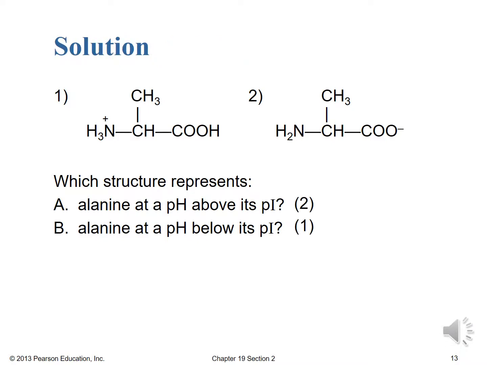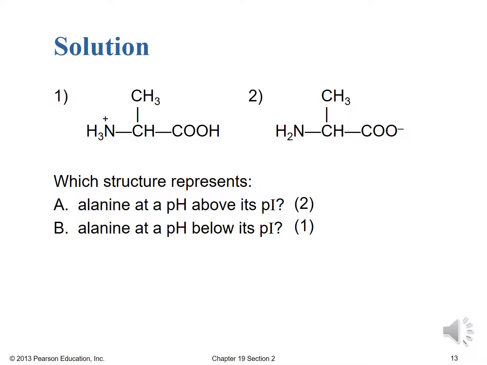Okay, so hopefully you were able to identify that structure 2 is alanine at a pH above its pI, because in structure 2 we have a net negative charge, and that's characteristic of having a pH above the isoelectric point. At the isoelectric point we have the zwitterion, with a deprotonated carboxylate group and a protonated amino group, and anything above that pH-wise means we're going to deprotonate the ammonium group to a neutral amine, which is what we see in structure 2 there.